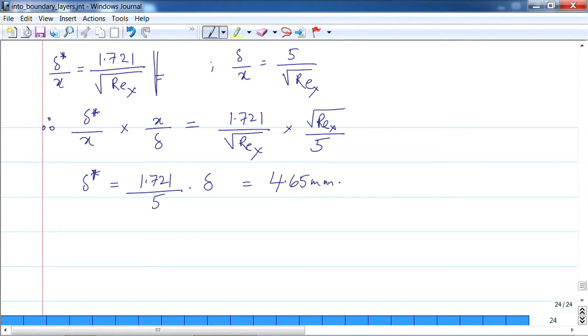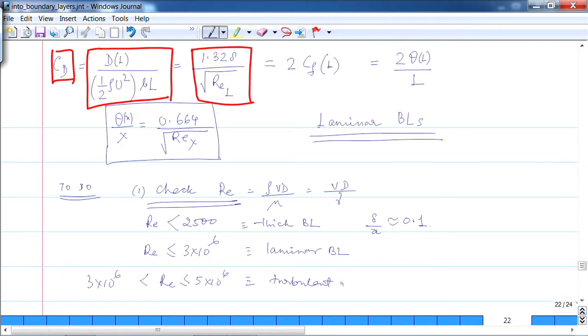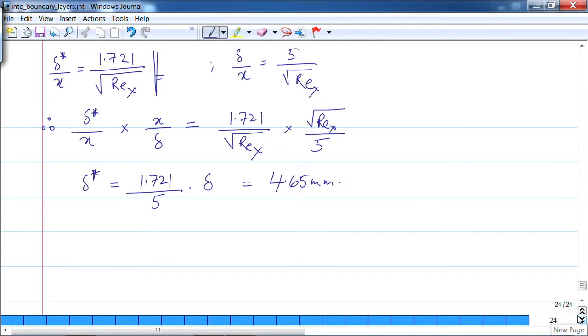Again, we had developed a relationship for theta as well. Let us go back here. Yeah, so we had theta to be this. Let us write that down. It was 0.664. Now theta again is the momentum thickness. So theta by x. Go ahead and use this formula and find out theta by replacing x by L.